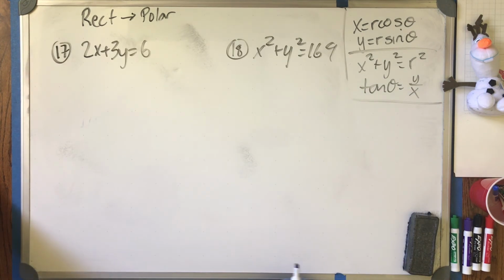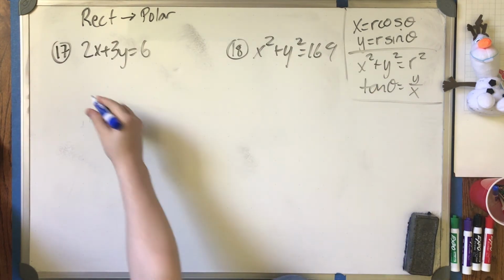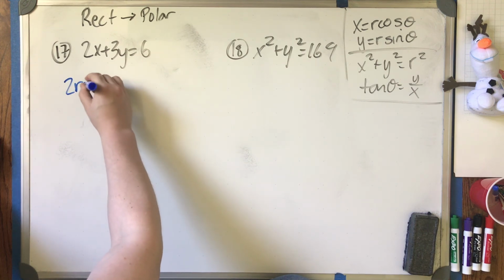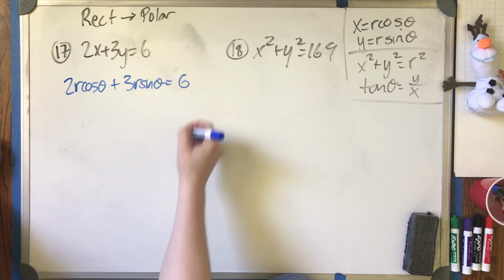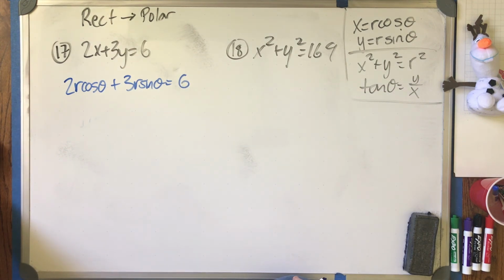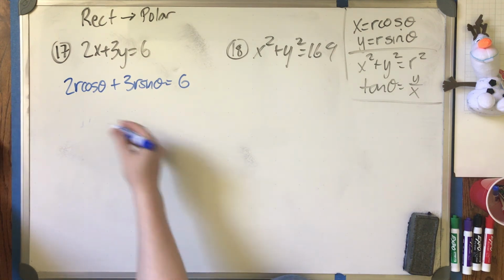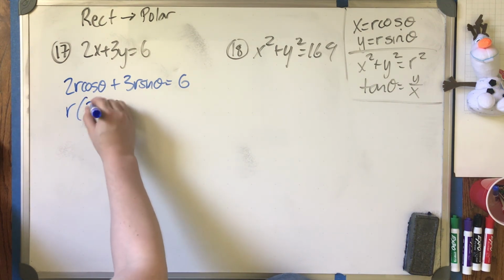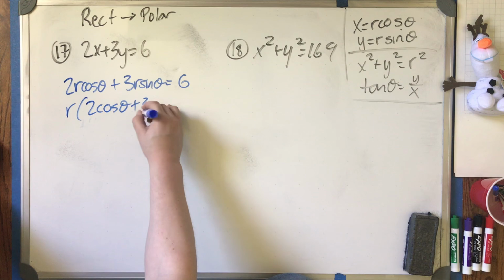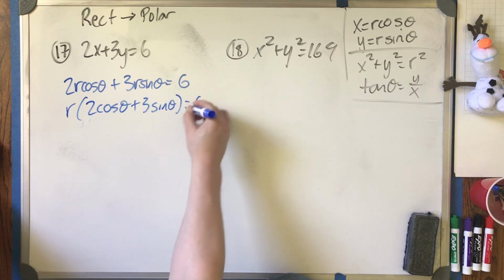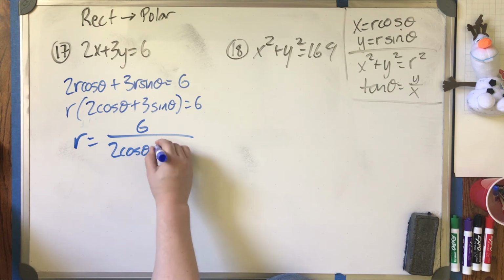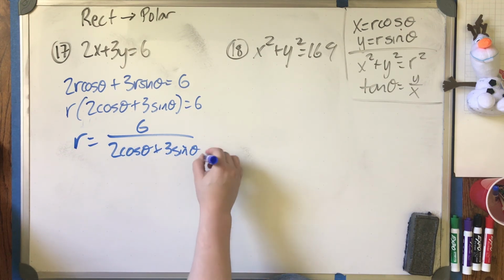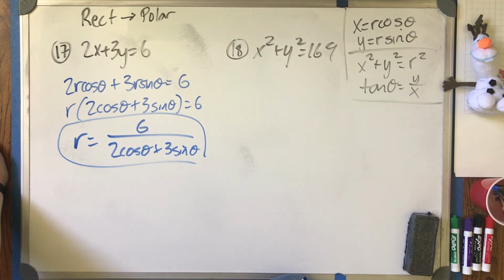17, 18 are a little bit easier. So I'm just going to apply the formulas here. So I have 2r cosine theta plus 3r sine theta equals 6. And let's see here. What do we want to do? I think we can just factor out an r maybe? Yeah. So we'll get 2 cosine theta plus 3 sine theta equals 6. And typically we would just write this on the other side, like so. And we're done. That's all we would do.